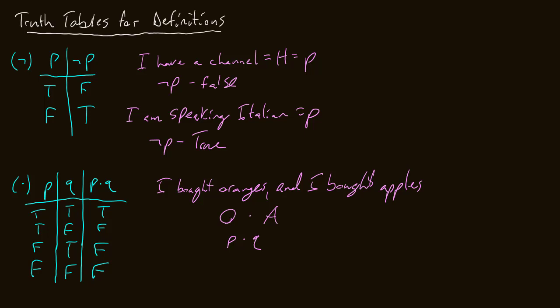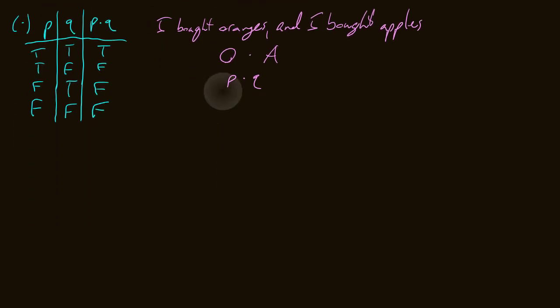Now we're going to look at our wedge, and we're going to use the exact same example. Just scroll down a little bit so we can still see that sentence. So we're going to use our wedge. We're going to have P. We're going to have Q. We're going to have P or Q.